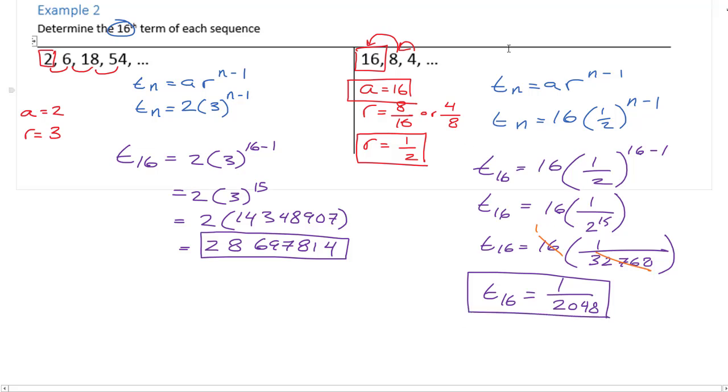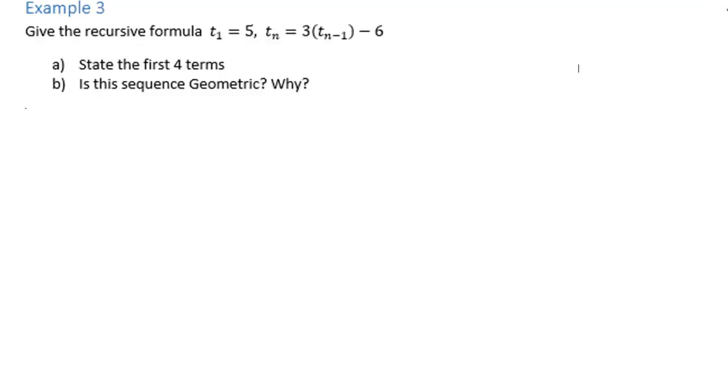All right, so let's do a few more examples. Remember I told you only use the recursive formula if a question specifically states it. So this question says, given the recursive formula. I'm giving you a recursive formula. This is very similar to the one we did before in the arithmetic question, right? Tell me the first 4 terms, and is it geometric or not? Prove it to me.